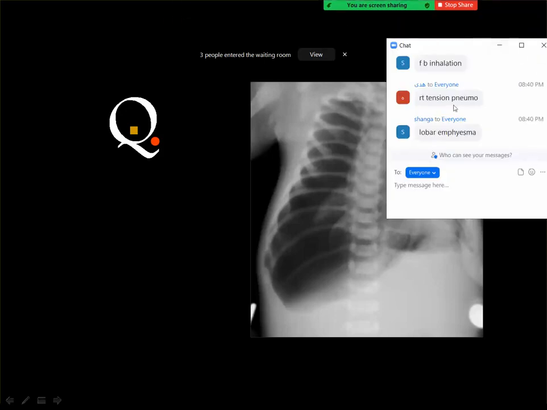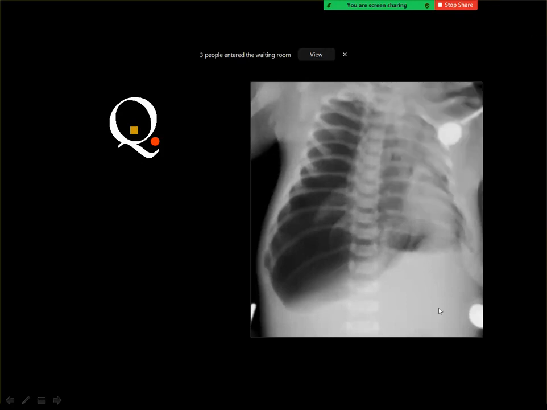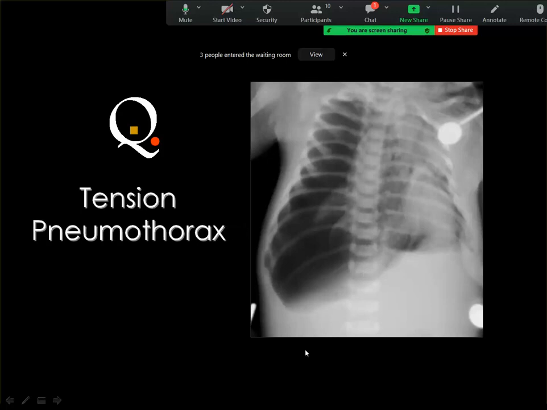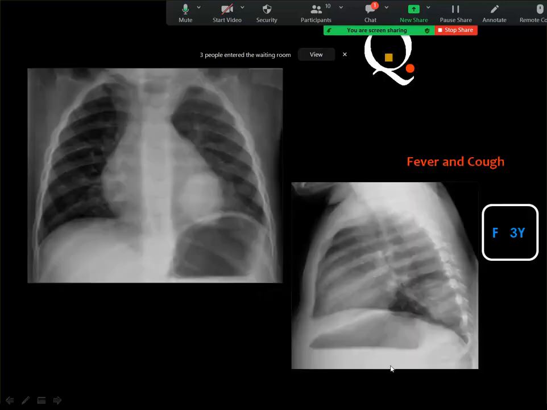Tension pneumothorax, right answer, but lobar emphysema is not. This is a big amount of air compressing the whole right lung and associated with contralateral mediastinal shift as well as depression of the diaphragm, diagnostic of tension pneumothorax. Next case is a female child, 3 years old, with fever and cough.